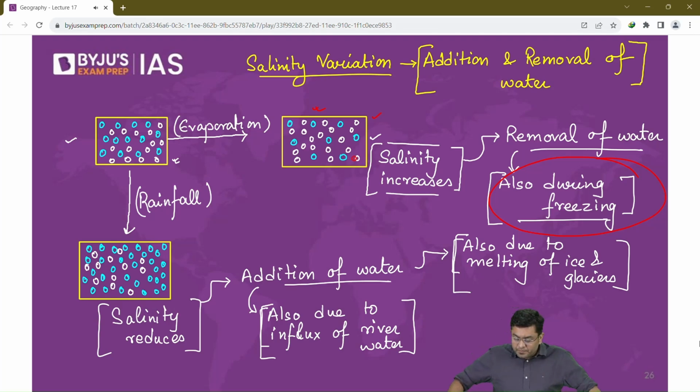Sanchit, why is Munnar cold? Because of the high altitude. Okay, so that is where.